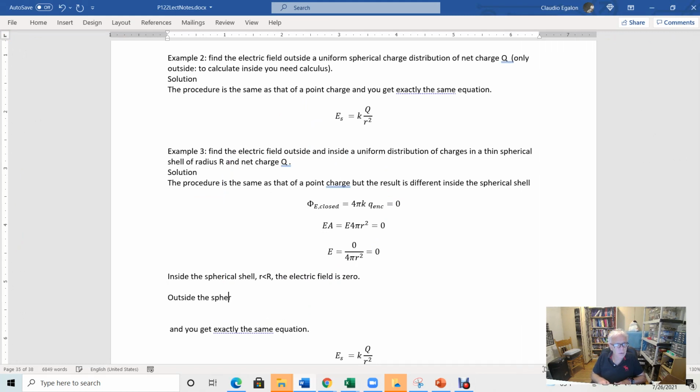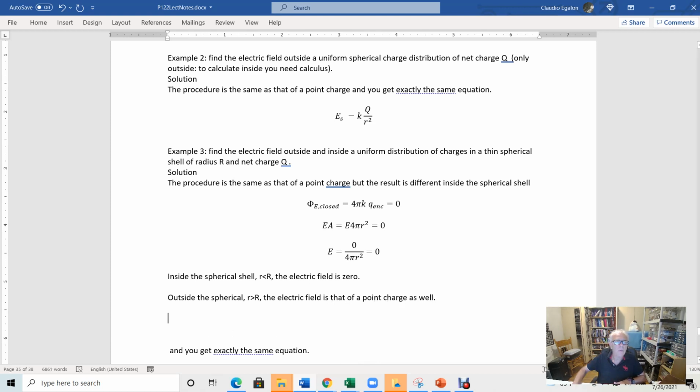Outside the spherical shell, R greater than R, the electric field is that of a point charge as well. So here we go.